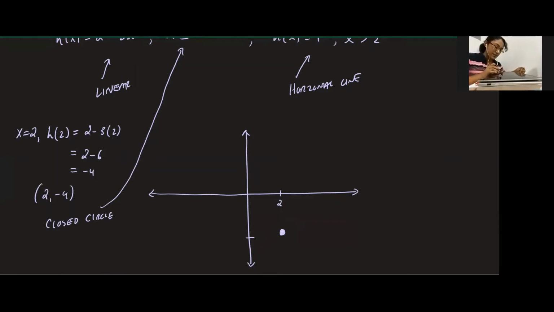And now just focus on to the left of 2, so you can plug in another point. Plug in 0, because 0 is less than 2. And then you find h of 0. So that would be 2 minus 3 times 0, which is 2. So we have the point 0, 2. So 0, 2 is going to be somewhere up here.